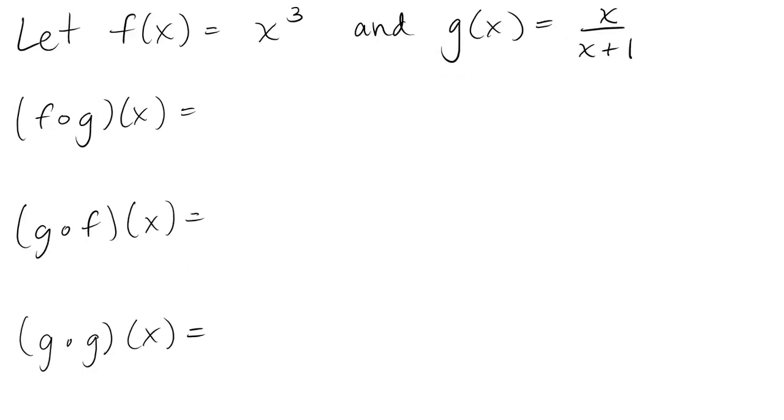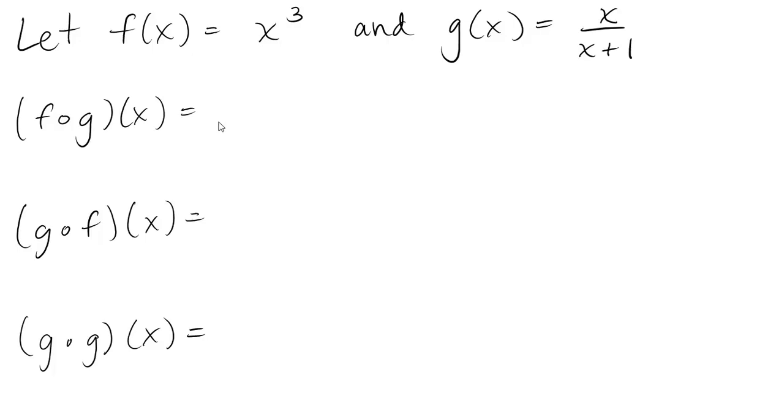I want you to get used to this skeleton idea. So in this example, f of x is the cubing function x cubed, and g of x is this weird fractional function x divided by x plus 1. The first example says find f circle g of x. I want you to try that on your own.